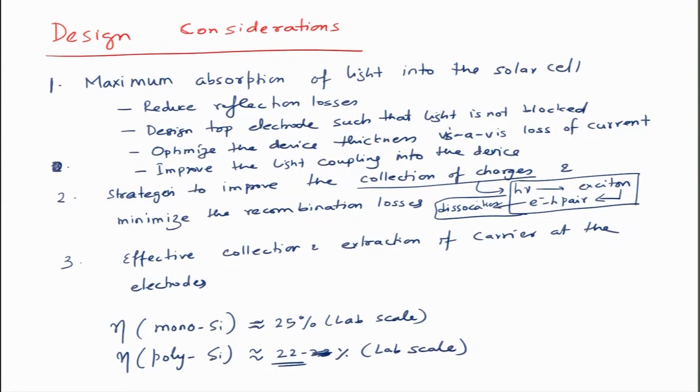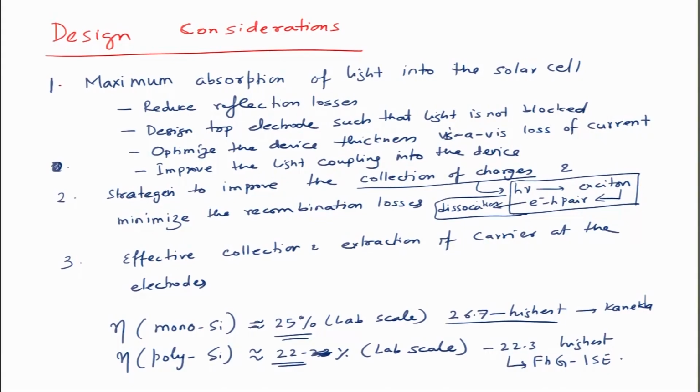If I look at the correct numbers, yeah, so in this case the lab scale is 26.7% is the highest. Okay, this is as of 2017, and the multicrystalline has an efficiency of 22.3 as the highest, and this is from Kaneka, whereas this is from German manufacturer FSG ISC, I think it is Forschungszentrum in Germany.